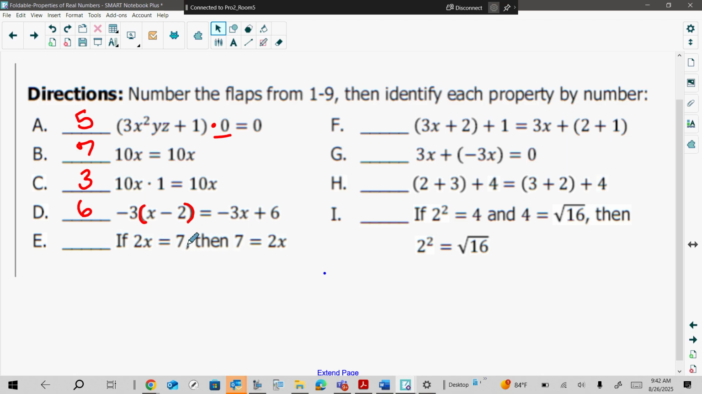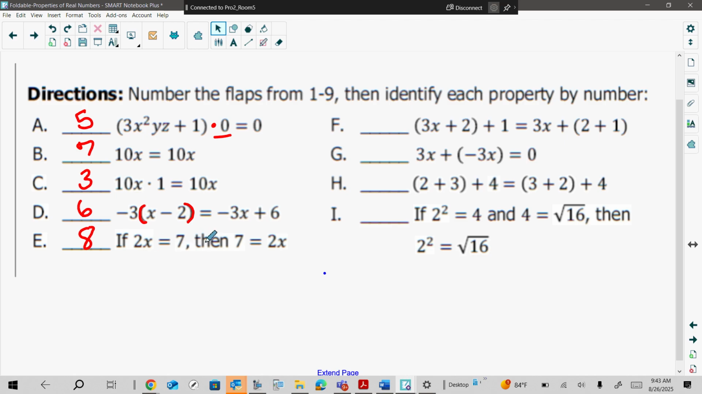If 2x equals 7, then 7 equals 2x. Which property do you think is shown here? 4. I mean, not 4. 9. Nope. No 9. Nope, it is 8. Because they just swapped the order. Does that make sense?